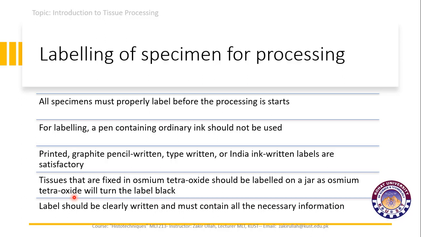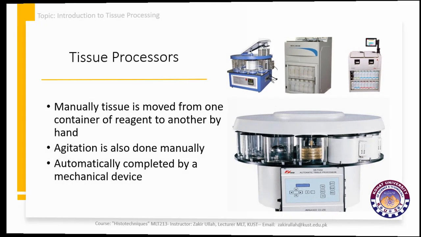So, tissues that are fixed in osmium tetroxide should be labeled on the jar as osmium tetroxide, because these turn the pencil writing to black. Therefore, the jars should be written and labeled. The label should be clearly written and must contain all the information which is required for the processing.